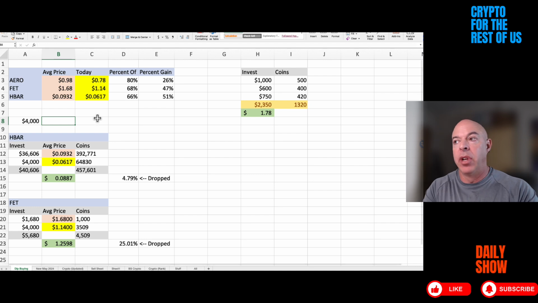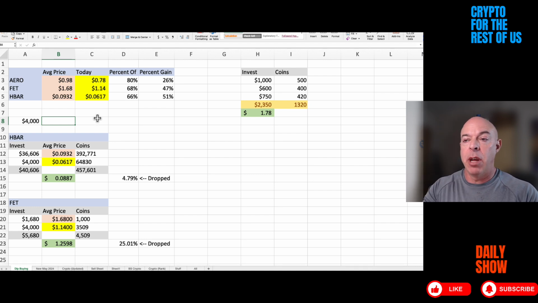Anyway, hope that helps. That's just real simple how you can quickly determine if there's a dip and you want to buy the dip, where you might get the best bang for your buck, either quickly or over the longer period of time.